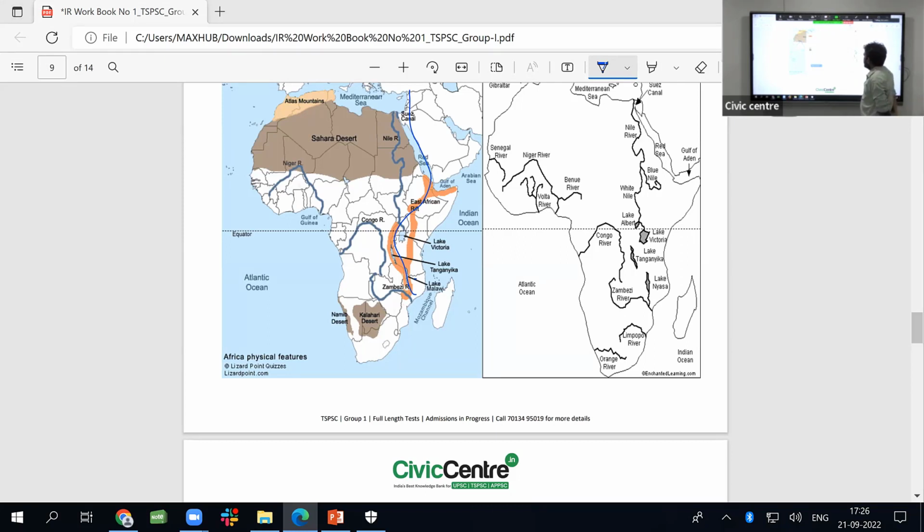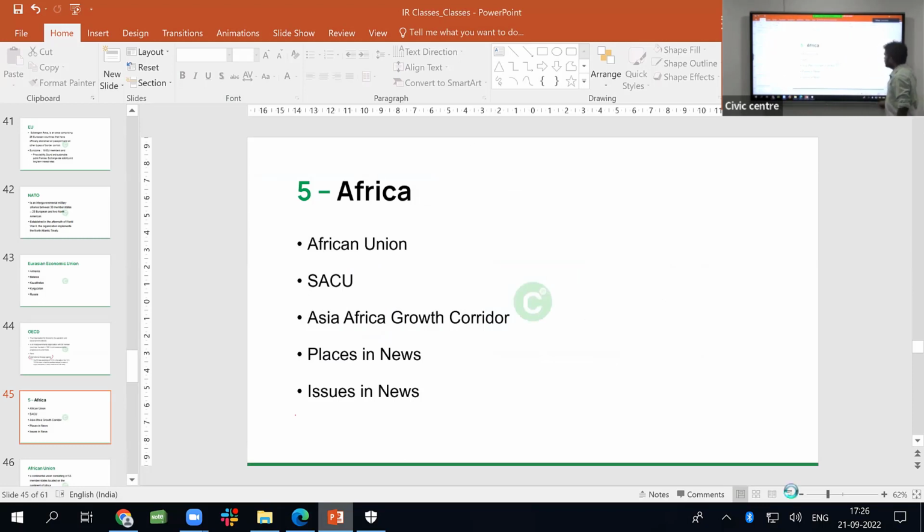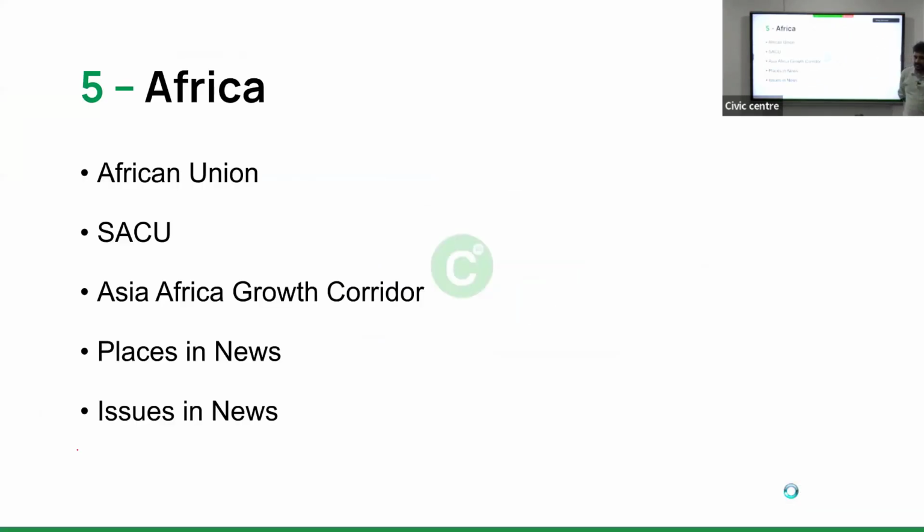So Chaitanya, what is the difference between Somalia and Somaliland? Yes. Now coming to organizations which are involving or promoting the interest of political, economic, cultural interest of Africa.